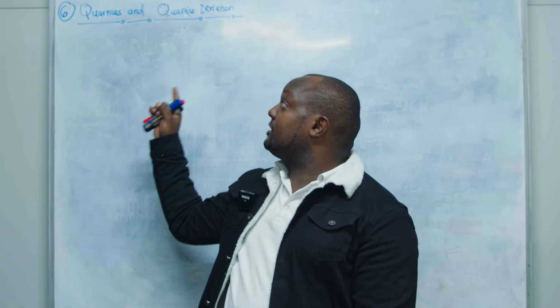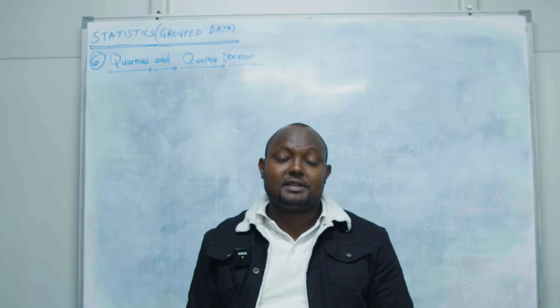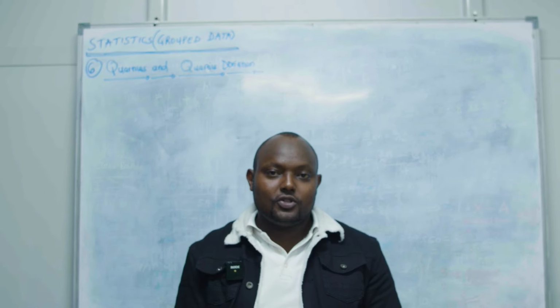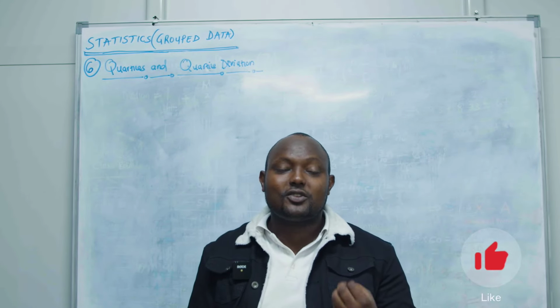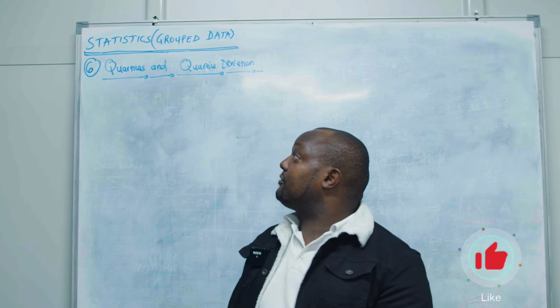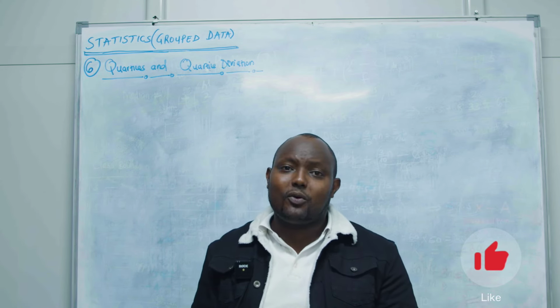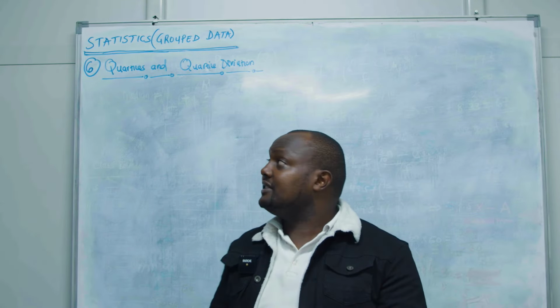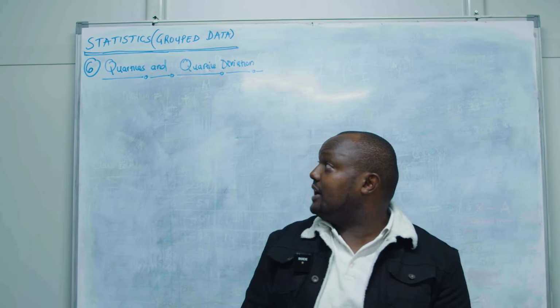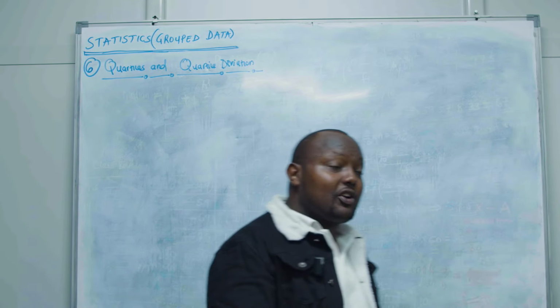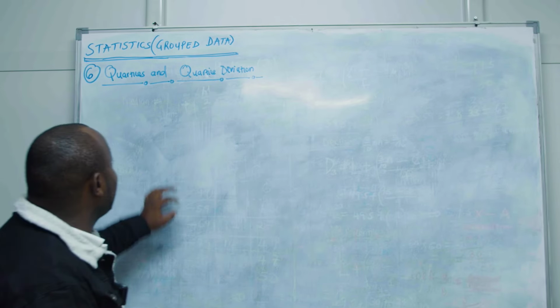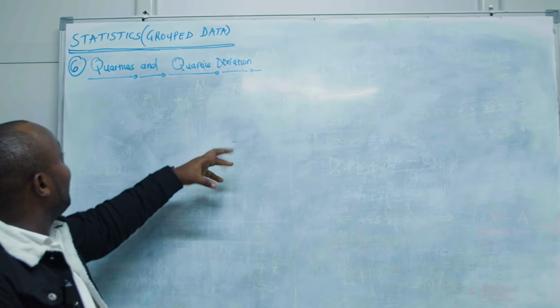This is our sixth subtopic on statistics, especially when we are looking at grouped data. So today we are going to look at how we calculate quartiles. And from there we shall look at how we get the interquartile range, semi-quartile or quartile deviation, and such things. So we are going to take an example on how we calculate the quartiles and quartile deviation.